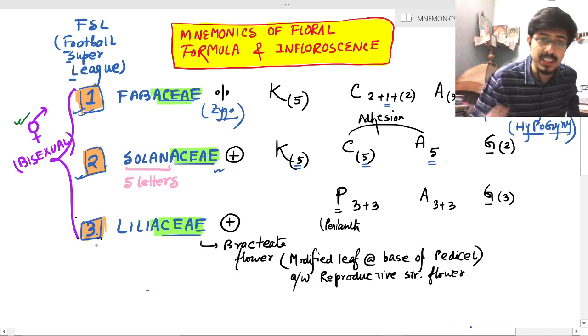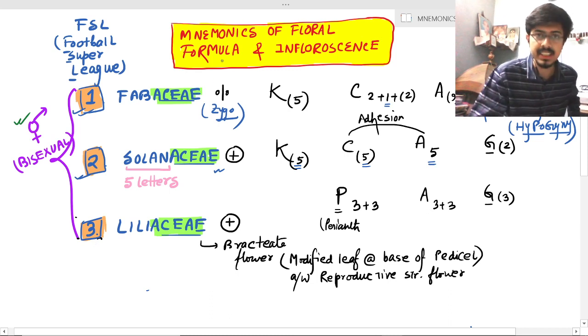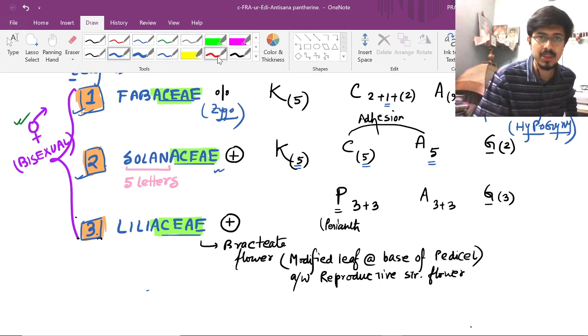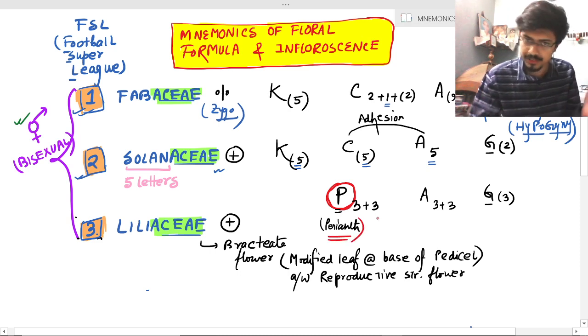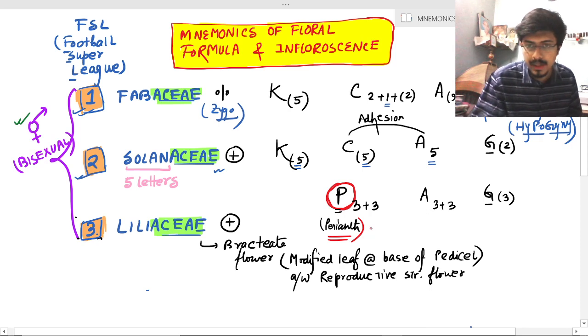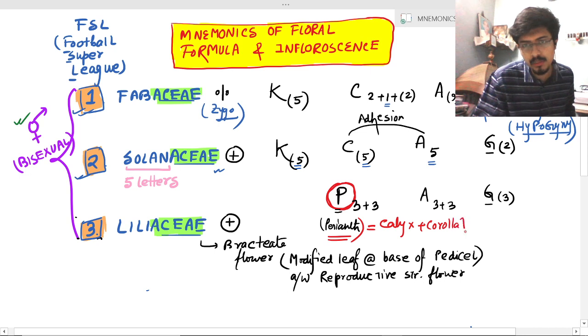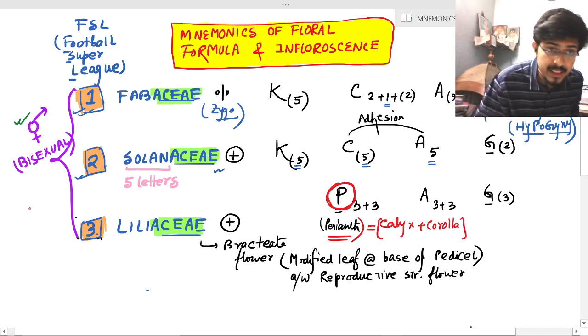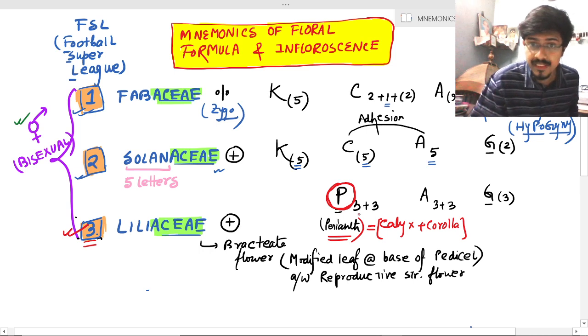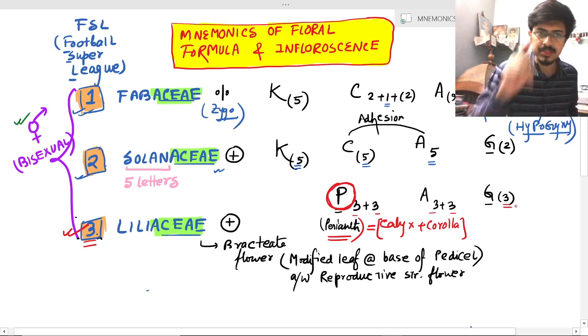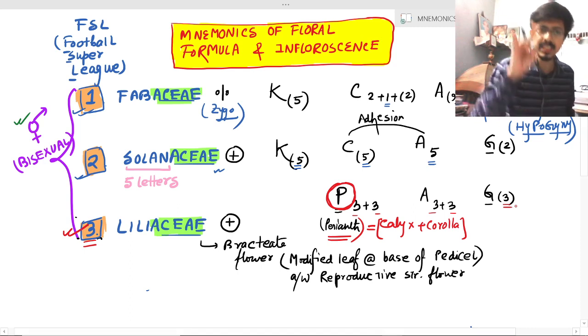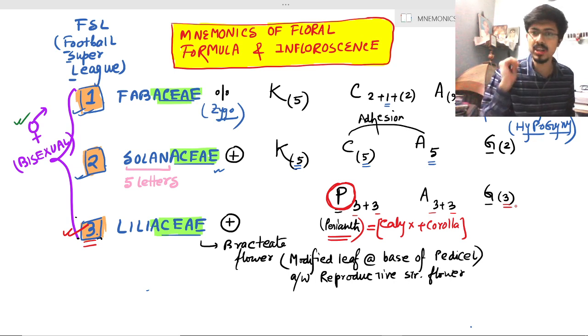And the third one is Liliaceae. Here one thing is special: in Liliaceae you can see the perianth. Perianth is nothing but the calyx and corolla fused together; if the calyx and corolla are attached together, it is called perianth. For the third serial number, all will be 3. So first we remember Fabaceae, second Solanaceae, third Liliaceae. The serial number will be important to grasp the memory.